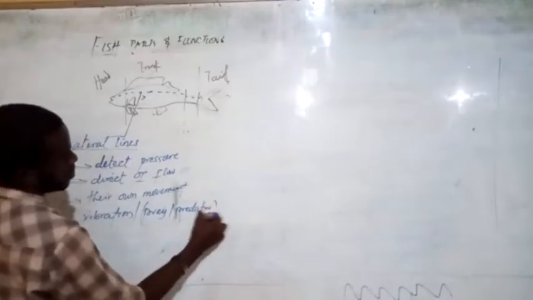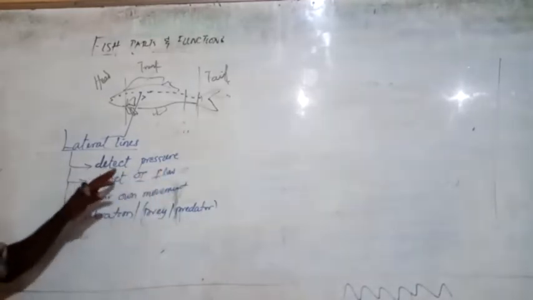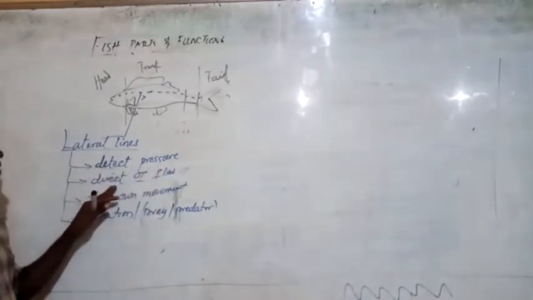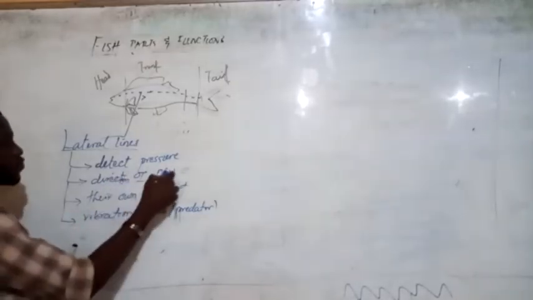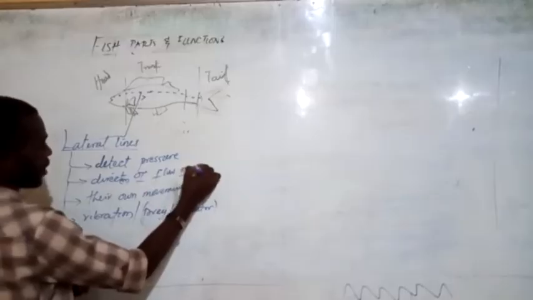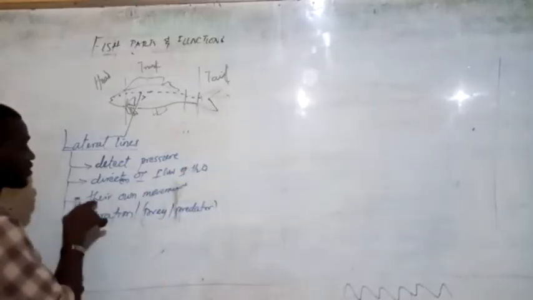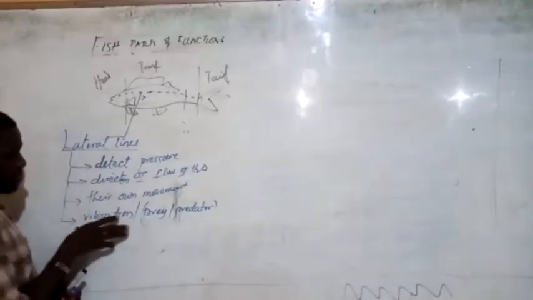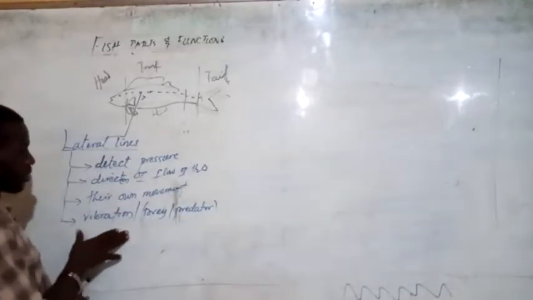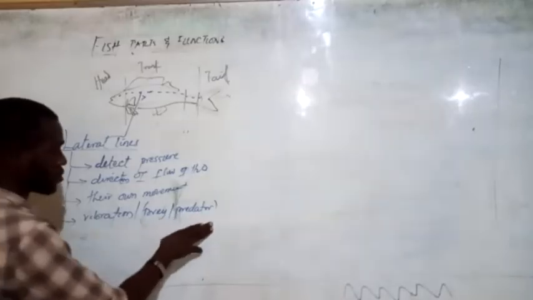Hence, that is basically the four functions of the lateral line. They use it to detect water pressure in water, the direction of flow of water, and they use it to sense their own movement, and vibration in water caused by prey or predator. That is basically what the lateral line is used for.